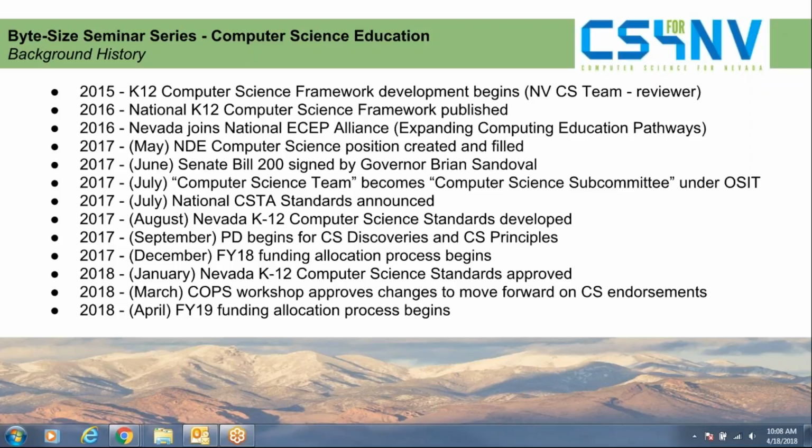In December, our FY18 funding allocation process began. Part of the Senate Bill 200 bill was allocations for 2 years. So we started our fiscal year 18, that ends in June 30th, and then we have already begun the process for our FY19 allocation. I'll talk about that in a little bit. Just this January, our computer science standards were approved by the state board. They're currently in the regulatory phase, and that will be done in June.